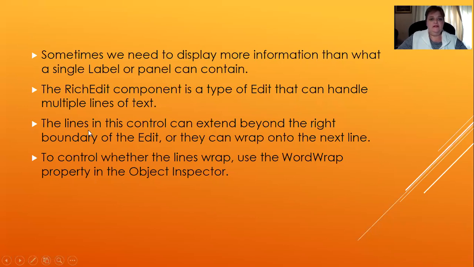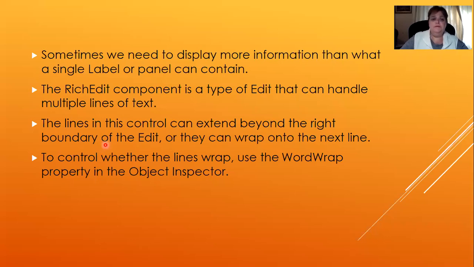The lines in this control can extend beyond the right boundary of the edit, or they can wrap onto the next line. So what this means is, when you're typing in Word, it is not going to carry on typing and typing and typing and go off the screen. It has the ability to wrap text, which means as soon as it hits the right boundary, it is going to go down to the next line. So you can set it that it just carries on writing, but that is going to be a bit pointless because then you won't be able to see it.